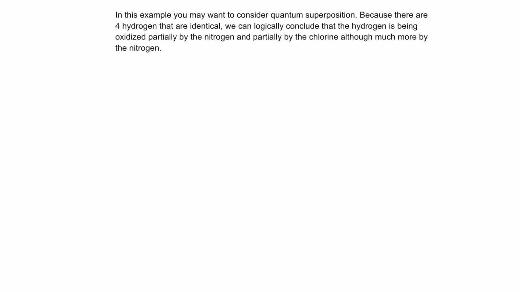In this example, you might want to consider quantum superposition. If there's 4 hydrogen that are all the same and they're around the nitrogen, they should have the same charge, but some of them are being oxidized by the chlorine and some of them are being oxidized by the nitrogen. But you can't tell the hydrogen apart, so you can never know which are being oxidized by the nitrogen and which are being oxidized by the chlorine. So therefore they're in a quantum superposition of being oxidized by the nitrogen and the chlorine, but since there's more hydrogen attached to the nitrogen, more by the nitrogen.